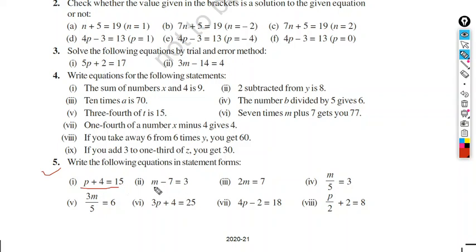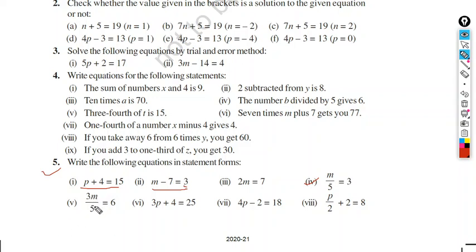Similarly, m minus 7 equal to 3. 7 is subtracted from m to get 3. Similarly, this one we will try. m by 5 equal to 3. So you can write 1/5 of m is same as 3. Okay, 1/5 of m is same as 3.